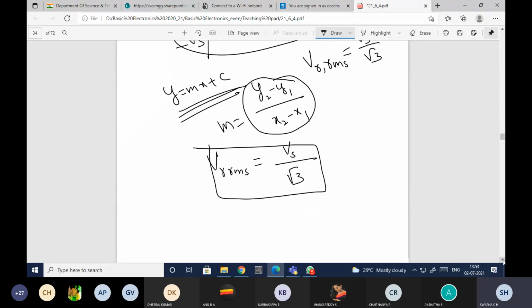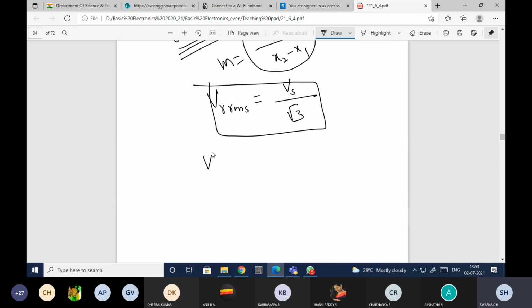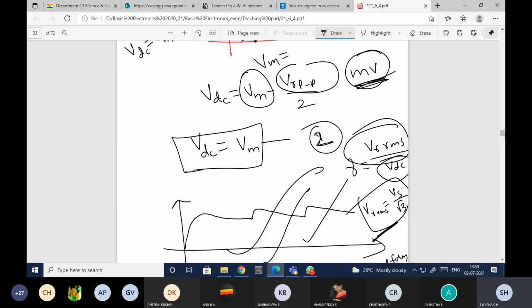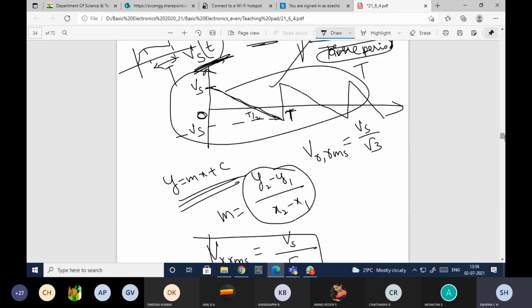Okay, so now for this VR RMS value, I will multiply and divide by 2. I can do that, right? It will not change the meaning because this 2 and this 2 will get cancelled. It will be the same only. Now, just 2 Vs. Vs is nowhere there in our expression. But this 2 Vs, where is it?